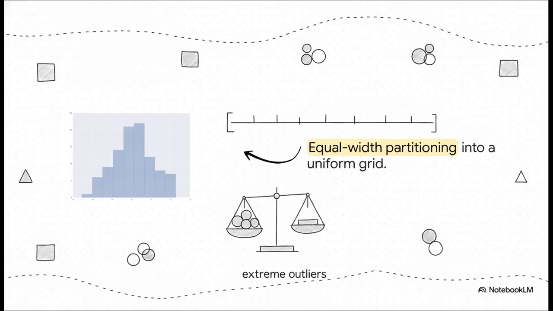Imagine equal width partitioning as a uniform grid. It's basically a perfectly spaced bar chart. The math here is beautifully simple. You take the highest value in your dataset, subtract the lowest value, and just divide by the number of buckets you want. You do have to be a little careful, though, because extreme outliers can sometimes distort this neat presentation.